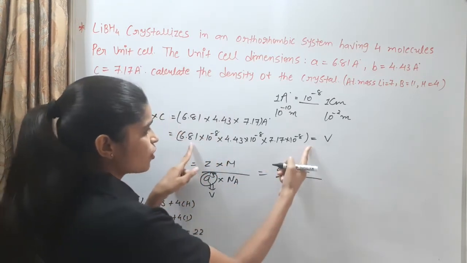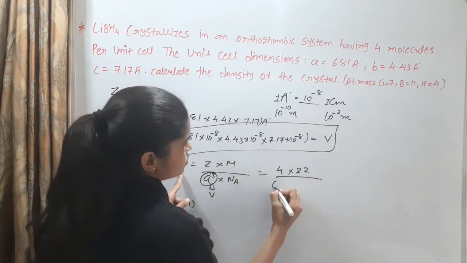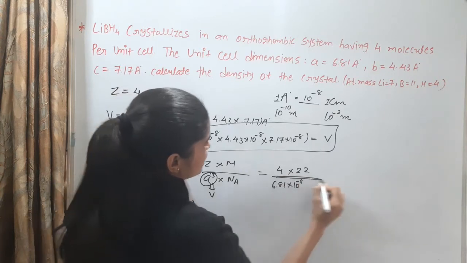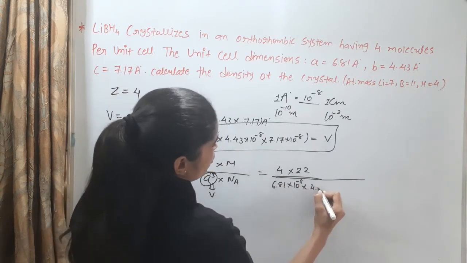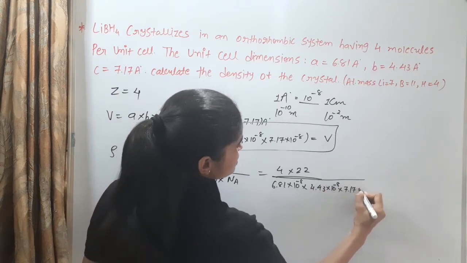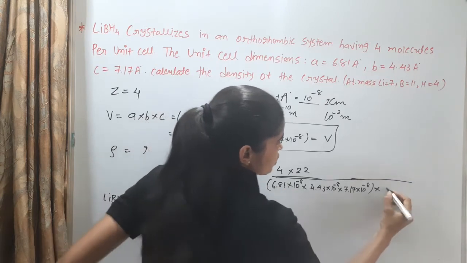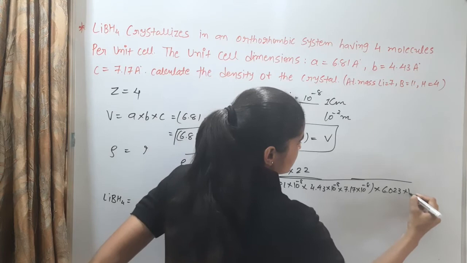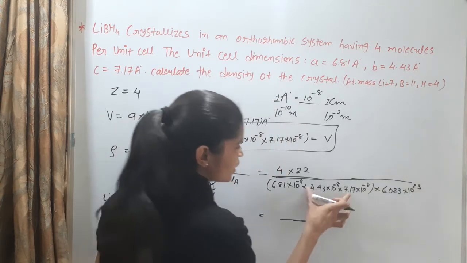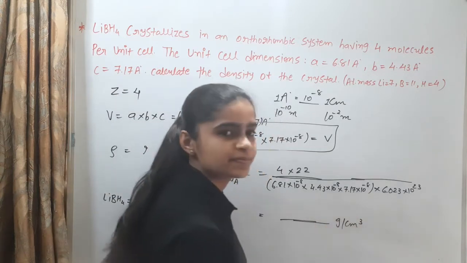a cube means volume, so we put this value in this place: 6.81 times 10 raised to minus 8, times 4.43 times 10 raised to minus 8, times 7.17 times 10 raised to minus 8. This is the volume, along with the Avogadro number 6.023 times 10 raised to 23. Calculating this gives the density in gram per centimeter cube.